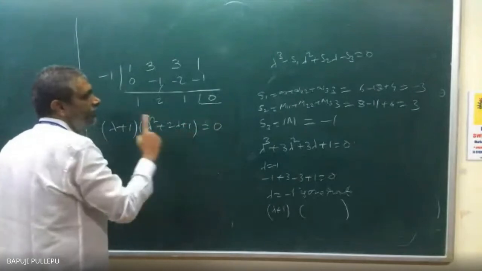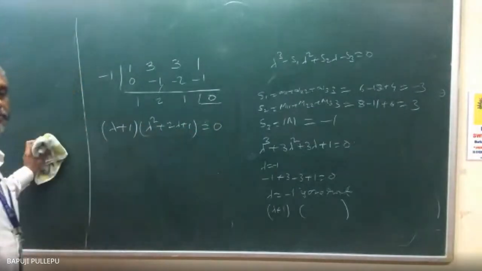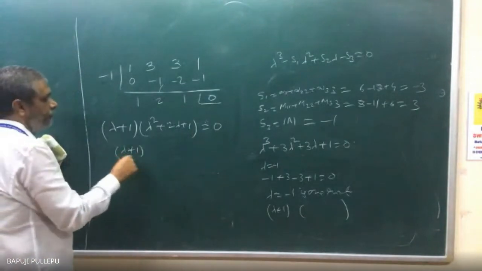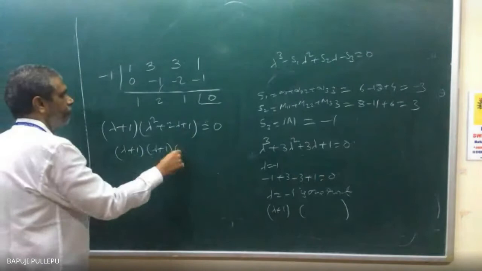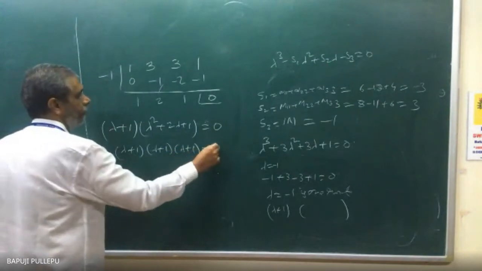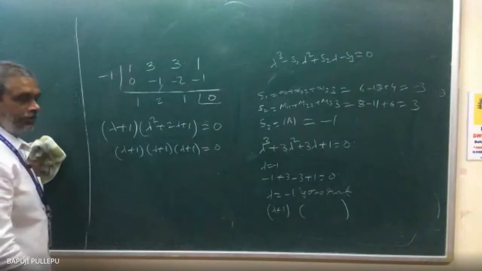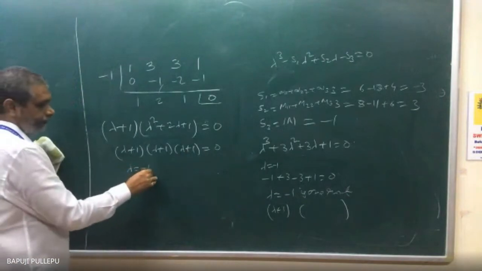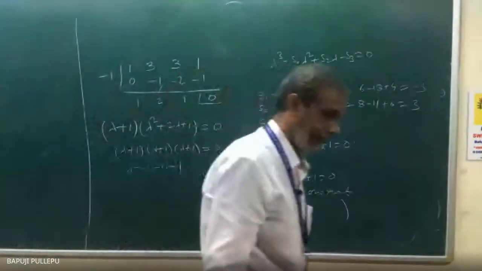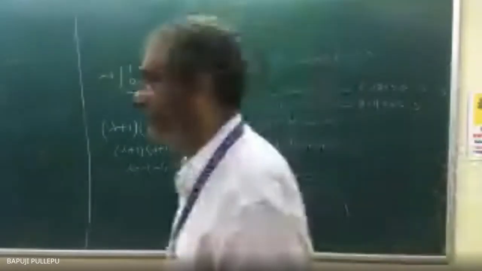This you can break. A square plus 2ab plus b square is what? A plus b whole square. So, lambda is equal to what? Clear? Yes, sir. Those who did not understand this, I can explain again.